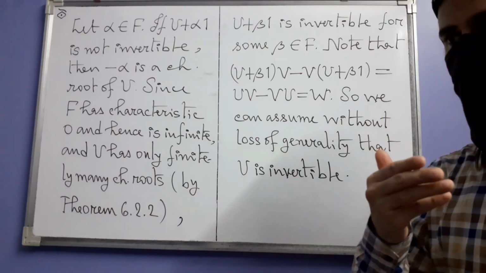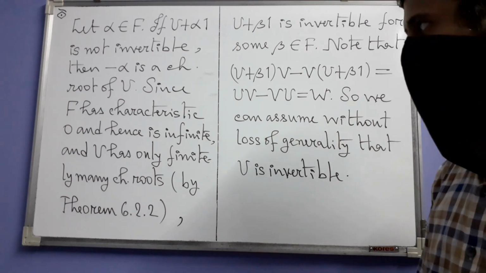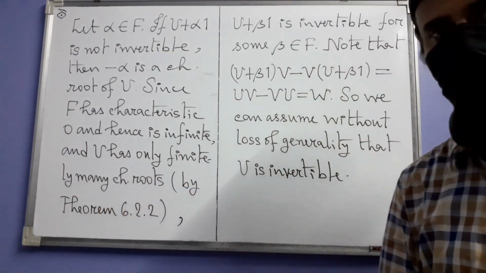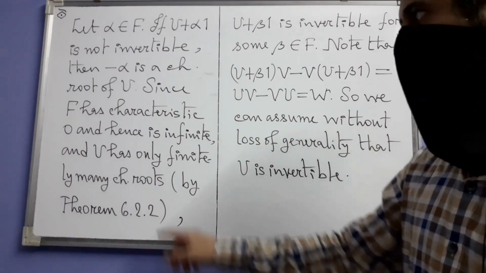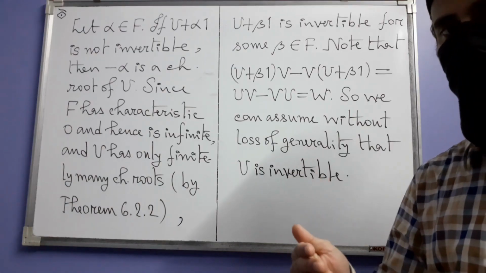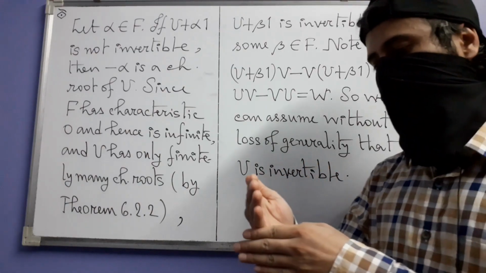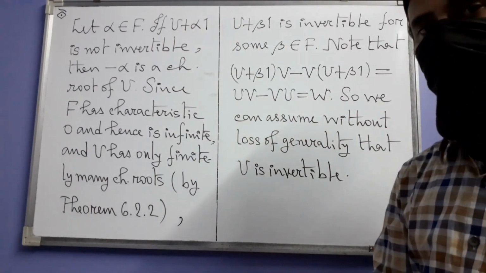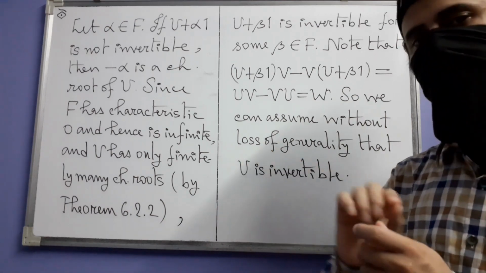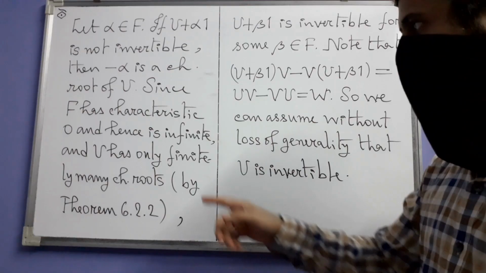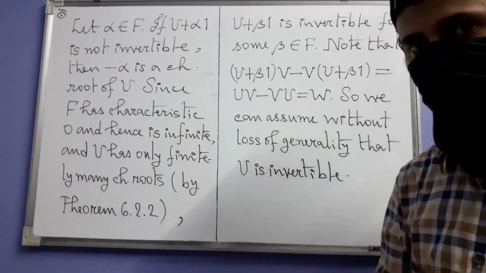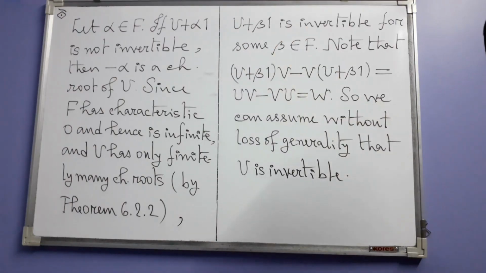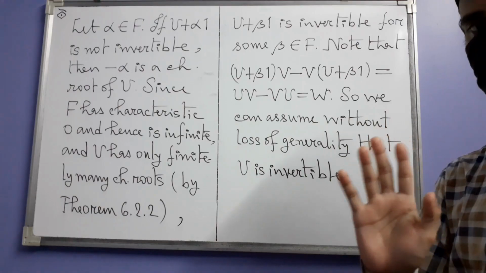But of course you cannot just keep getting different characteristic roots without any bound. That is because U only has finitely many characteristic roots by theorem 622. There is one more thing. Because the field has characteristic 0, it is in particular infinite. So even if you have chosen those alphas for which U plus alpha I are not invertible, and have got as many characteristic roots of U as you can possibly get, the field doesn't run out of elements because it is infinite. So you can choose at least one beta in F for which U plus beta 1 will be invertible, so that minus beta is no longer a characteristic root of U.